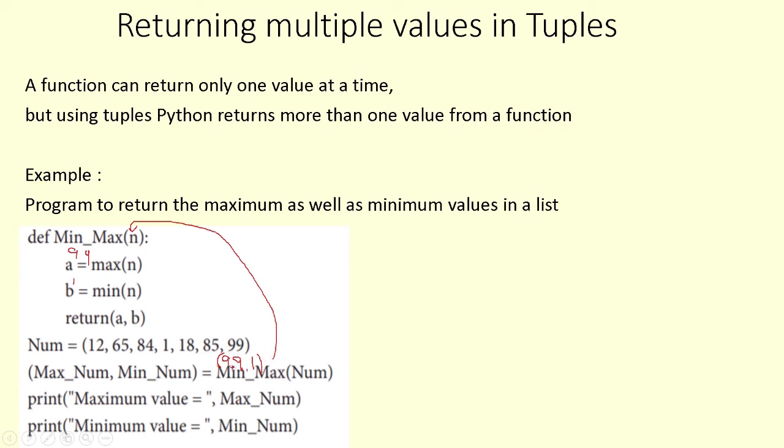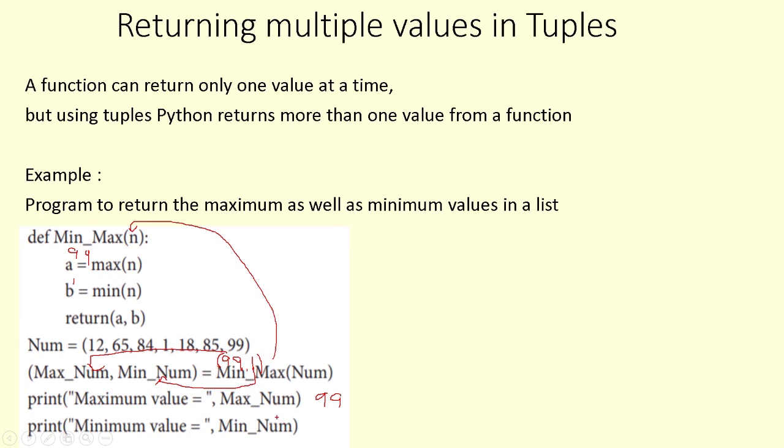Okay, so this is the assignment we already discussed. Now the tuple assignment we have discussed. So 99 will be assigned to max num and 1 will be assigned to min num. So print maximum value is equal to max num. What value will be printed? You will get the output maximum value equal to 99. So 99 will be printed.